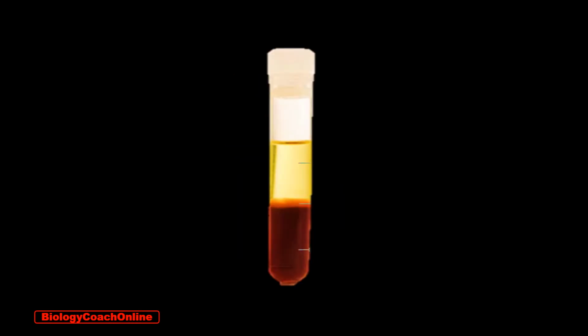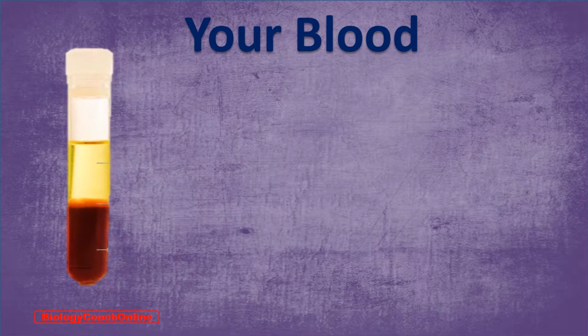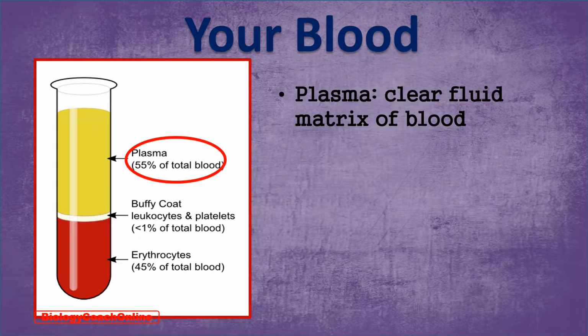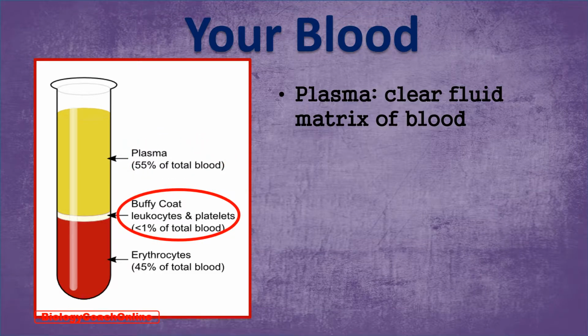Now we say that this blood specimen has been separated or fractionated. So if we look at your fractionated blood graphically then, it will look something like this, where we see that plasma makes up about 55% of your total blood volume. Now plasma is the clear fluid matrix of blood, which is slightly denser than water due to the dissolved proteins contained within. Now less than 1% of your blood's volume is this buffy coat.